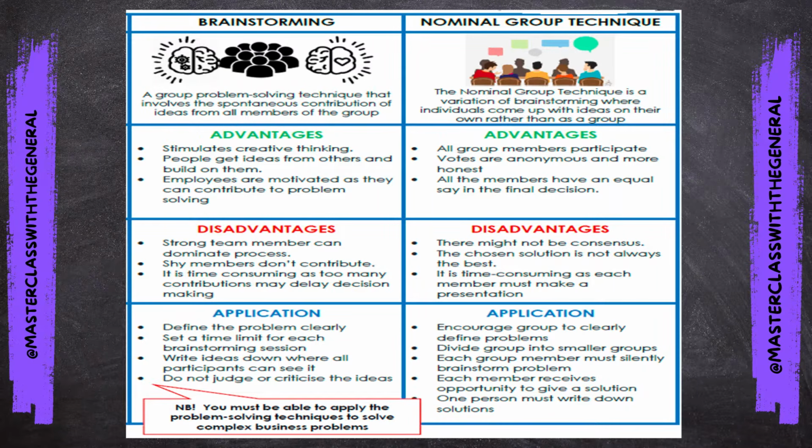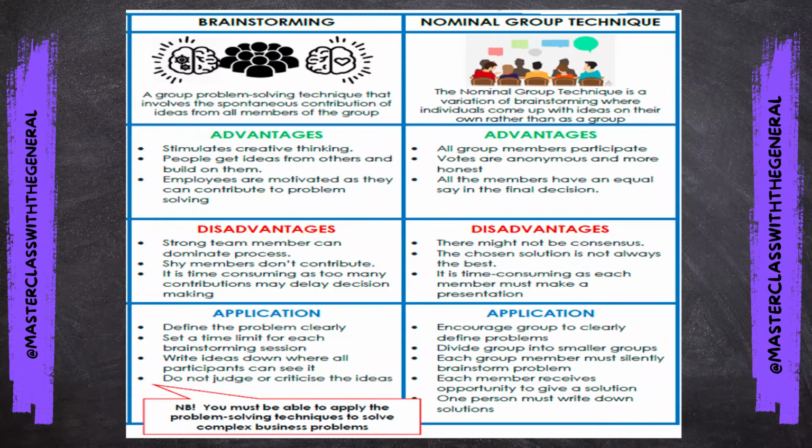Number one, brainstorming is a group problem solving technique that involves the spontaneous contribution of ideas from all members of the group. What do we mean? Keyword here is spontaneous. So there is a group, one large group. Please note, one large group is meeting and they contribute their ideas randomly. They say them spontaneously. There is no order. It's not like you go first and then you after. Whenever you think of an idea, you can just spit it out and somebody is recording the different ideas that are being said.